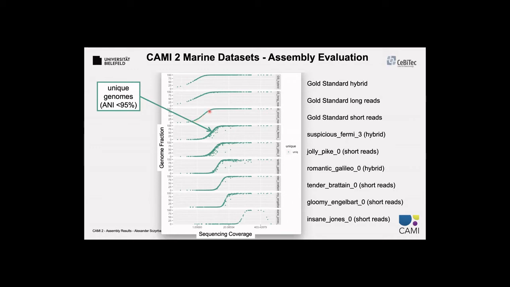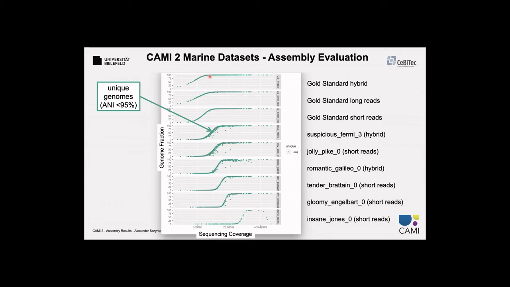If you increase the coverage, you increase the fraction of the genome you can assemble. And what you would expect to see, and what we also actually see on this plot here, is that if you use longer reads, you actually get more genome recovered with lower sequencing coverage already. And if you pool these data sets, and you get these hybrid assemblies, it is even better.